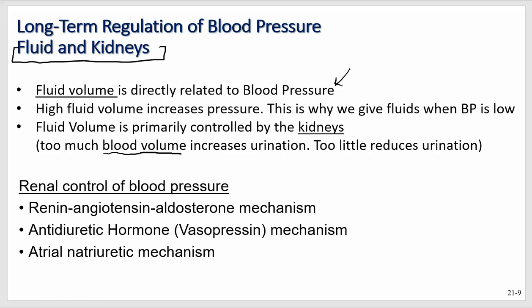So the big way that we're going to talk about this is the system called the Renin-Angiotensin-Aldosterone mechanism. We're also going to talk about, I mentioned before, Vasopressin.